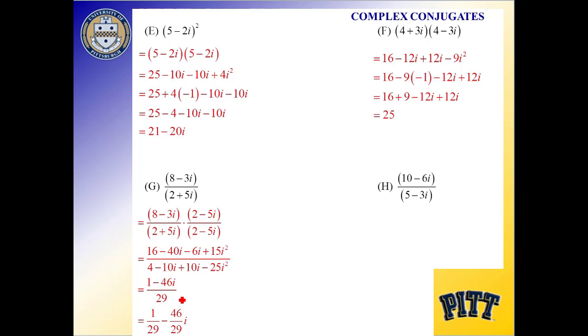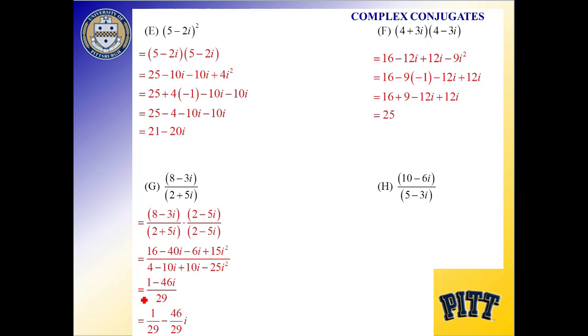So I could say it's the same thing as getting 4 minus 25i squared, which becomes 4 plus 25, which is 29. On top, though, I had to group my reals and imaginaries together and do the simplification. So 16 plus 15i squared, because 15i squared becomes 15 times negative 1, is going to become 1, and negative 40i minus 6i becomes minus 46i. So at this point I have 1 minus 46i over 29.